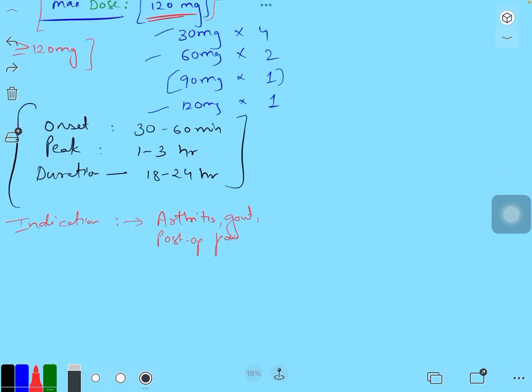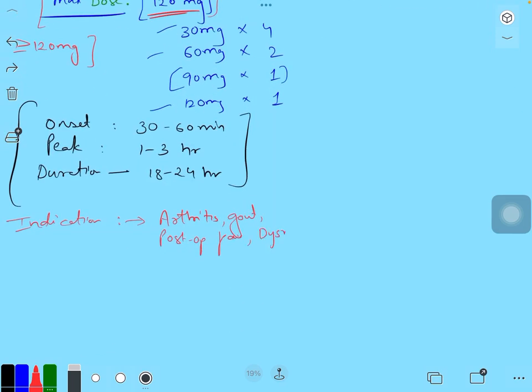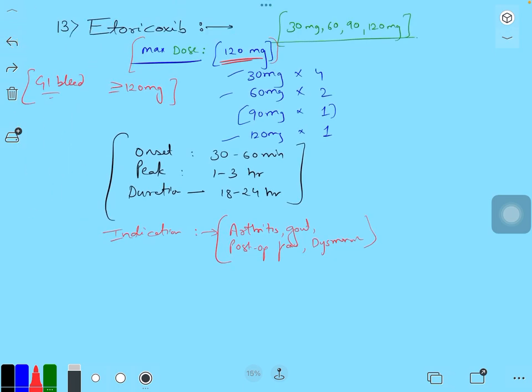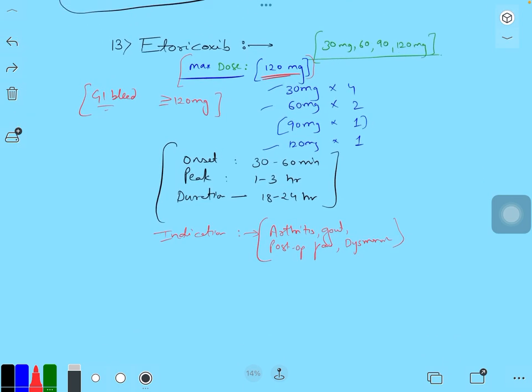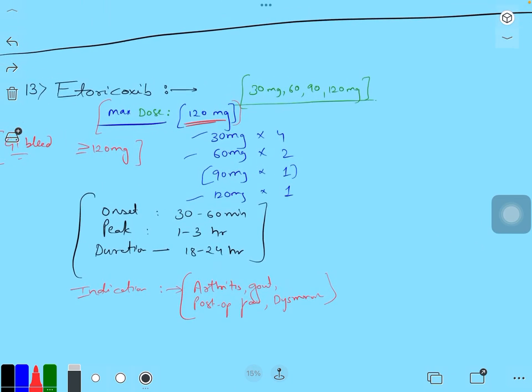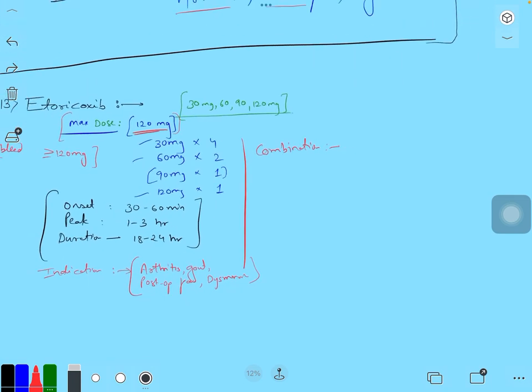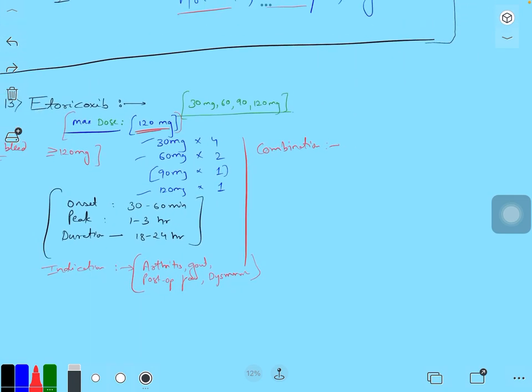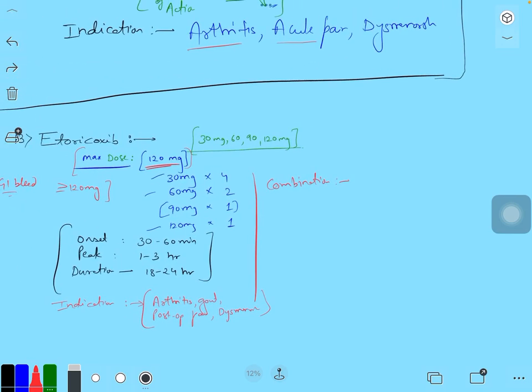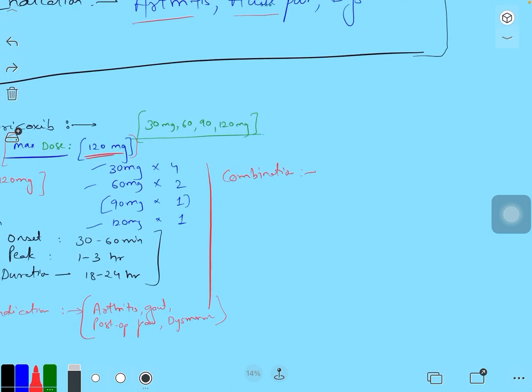Now, what are the combinations of Etoricoxib available? Because Etoricoxib lacks a few features, we combine Etoricoxib with other drugs to complete the combination so that it will help the patient in all aspects. First combination, Etoricoxib plus paracetamol, to cure the fever and other symptoms. Also it will help the patient recover from pain as well.